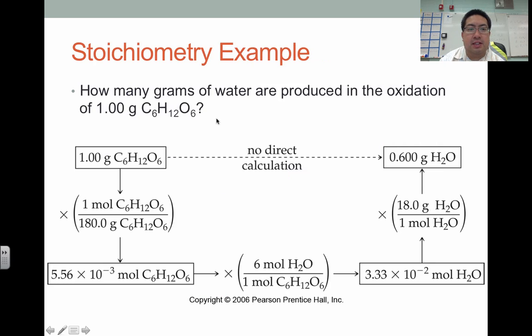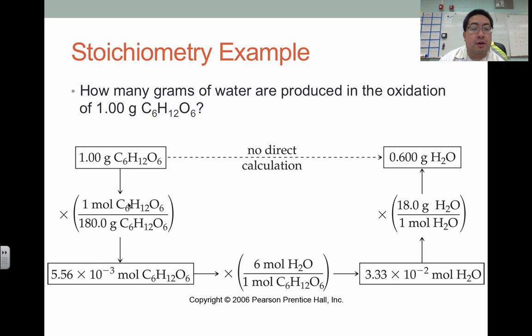Here's a more specific example. If we're burning or oxidizing 1 gram of glucose, how much water would we expect to get? This is a combustion reaction, and what's not shown here is the actual balanced equation. We would also need that in order to solve the problem, so keep that in mind. This series of steps, if you follow the arrows, highlights what you need to do. Again, you cannot directly calculate from glucose mass to grams of water. Just can't do it.